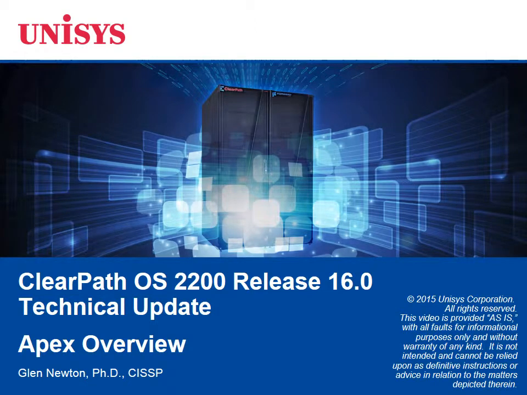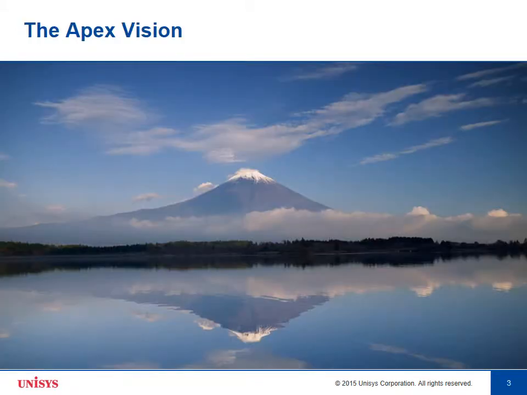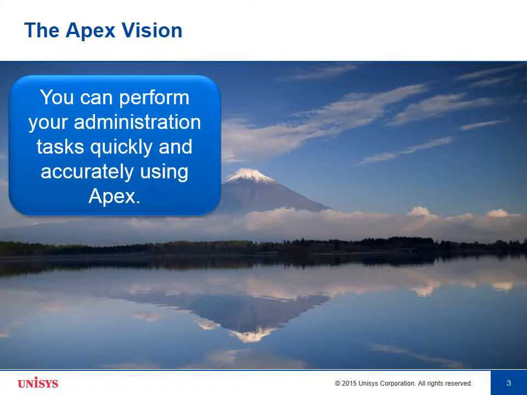Apex is a web application for managing the OS 2200 operating system. We'll briefly touch on each of the topics listed here. For more depth, you can view other presentations in this technical update series on Apex. Apex consolidates administrative tasks that have traditionally been performed using various Unisys-provided and user-developed utilities and processes.